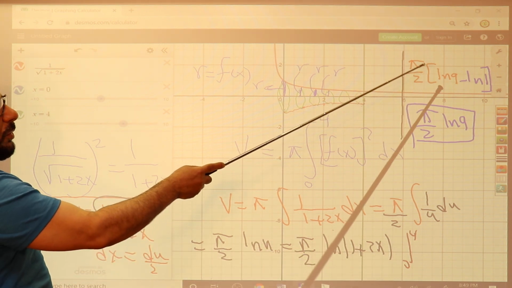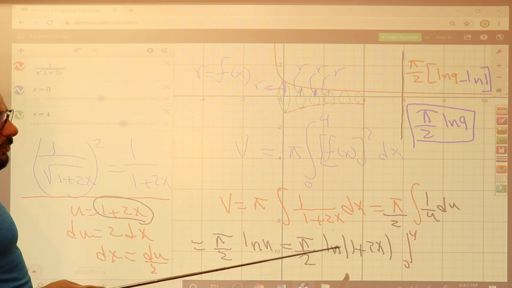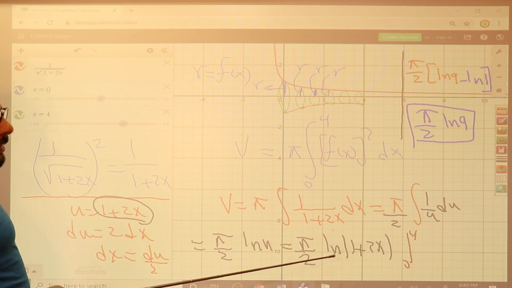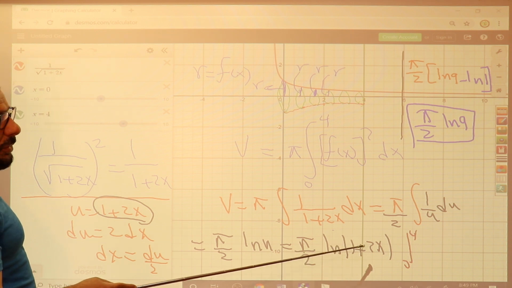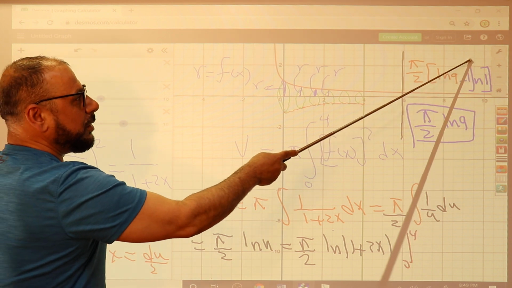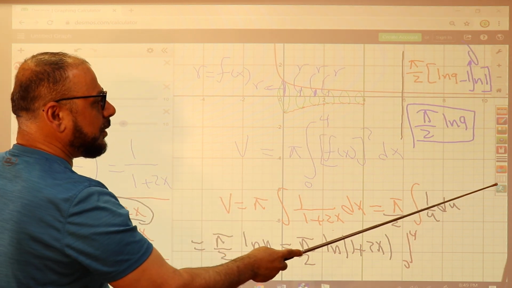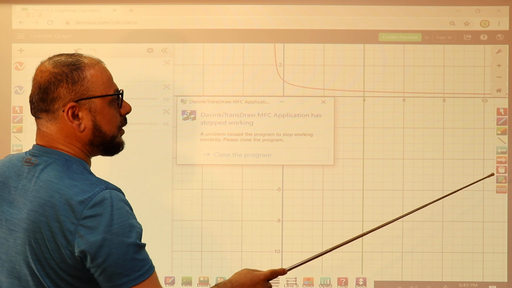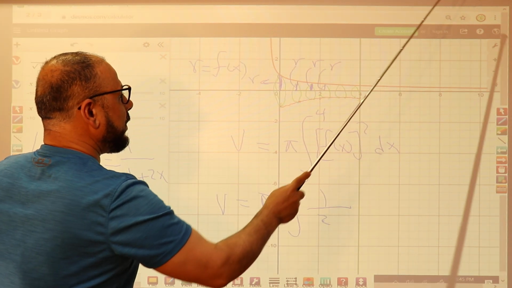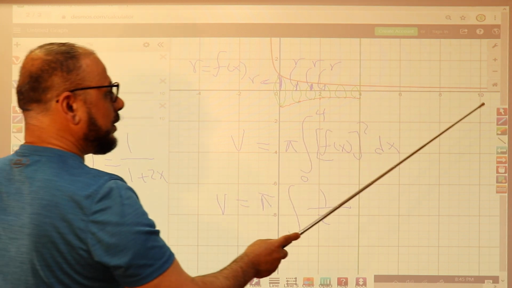Then pi over 2. Plug the values 4 and 0. 2 times 4 is 8 plus 1 is 9. Now again, 2 times 0 is 0, plus 1. Ln 1 is what? 0. Ln 1 is 0. Okay. And leave this, we need it later on.